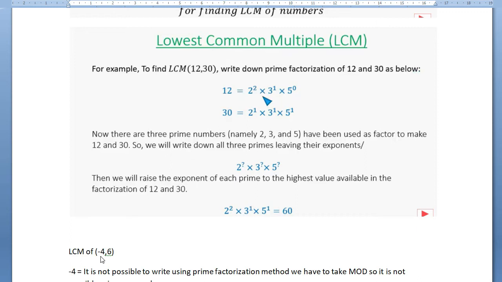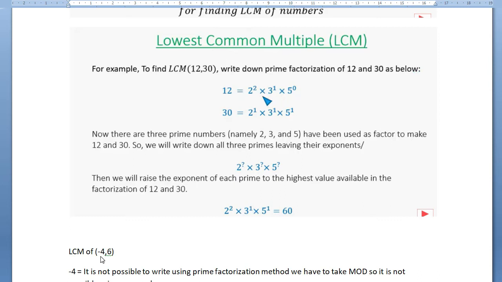So it is not possible to get the answer of LCM of minus 4 and minus 6, or minus x comma y, or x comma minus y, or minus x comma minus y in this type of representation, because here negative numbers are considered, and it is absolutely not possible to apply the prime factorization method.